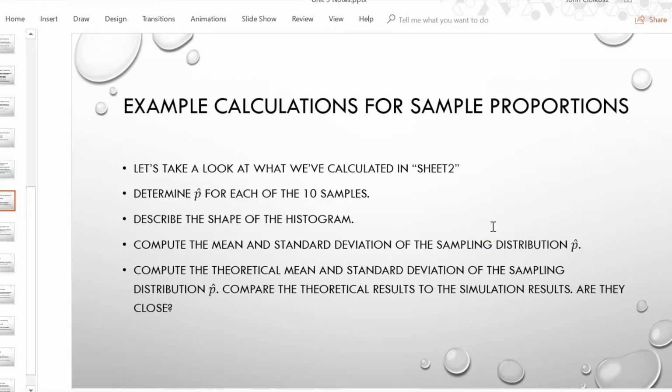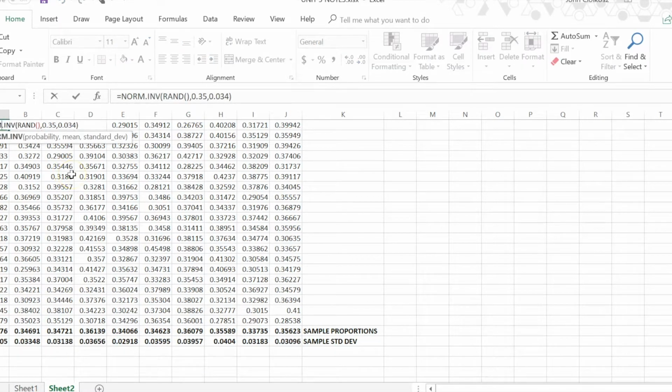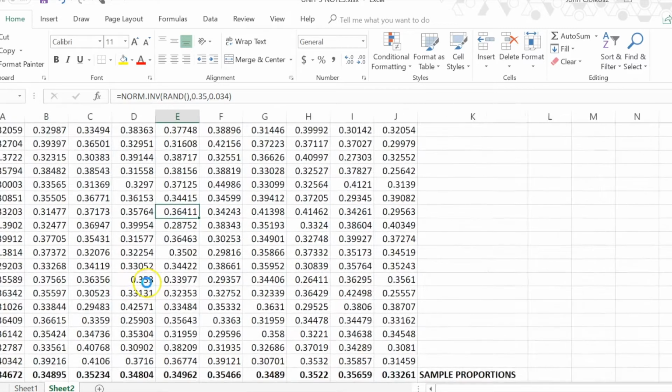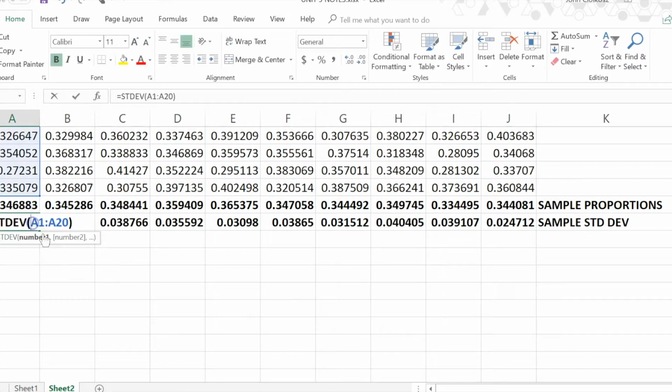Okay, so let's look at our spreadsheet now for what we did with proportions. So on mine, this was on sheet 2. So here's the command we used up here. So our proportion from the population was 0.35, and then we calculated our sample standard deviation to be 0.034. Again, try to always include 3 decimal places in those at least. More is always better, but 3 is the bare minimum I'm asking for. So here, I'm going to zoom in a bit. So we calculate our sample proportions, again, using the same average command as we'd use with means. And then our sample standard deviation, again, the same as we did with means.